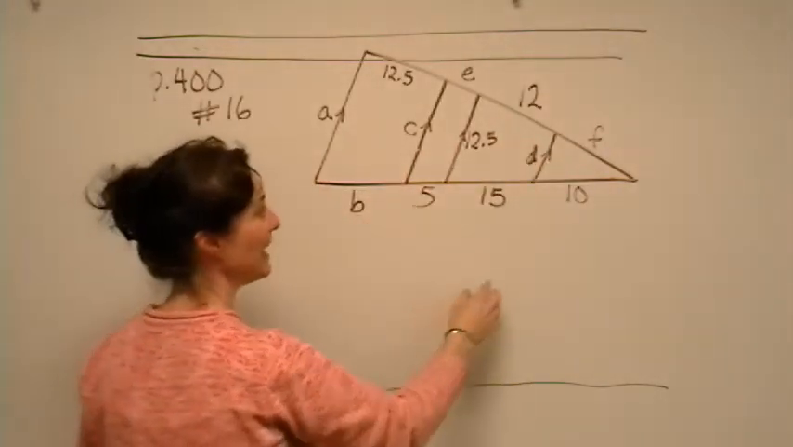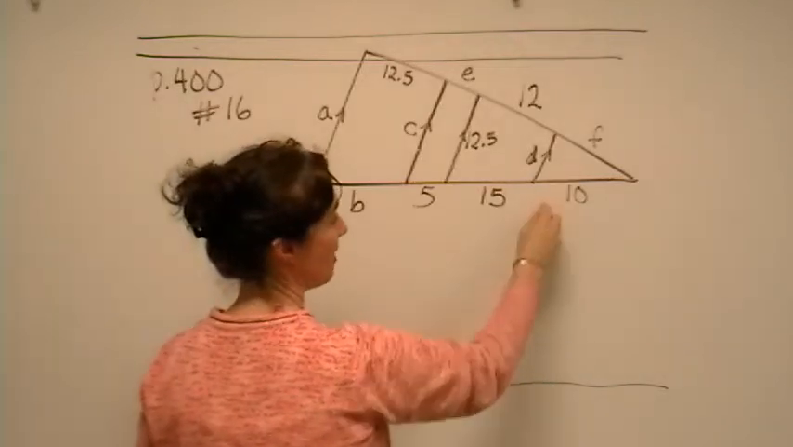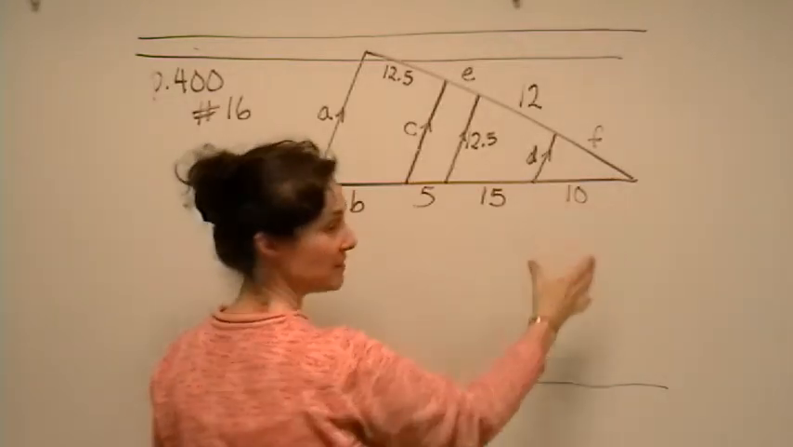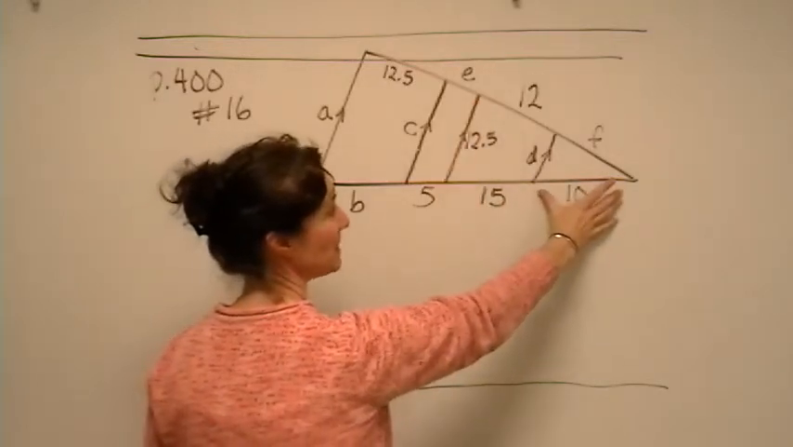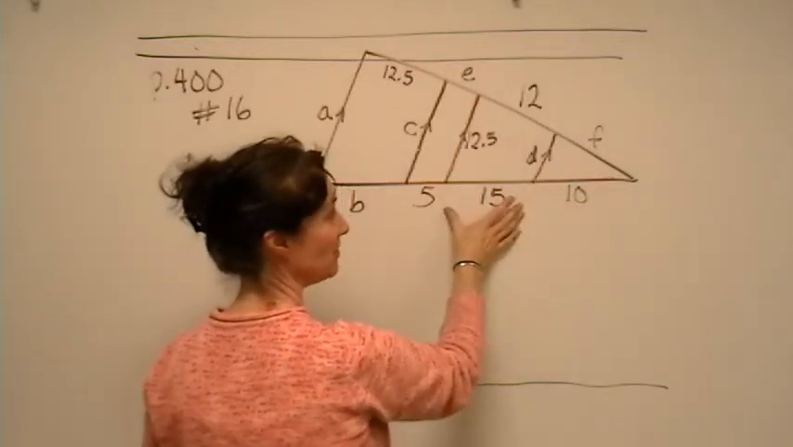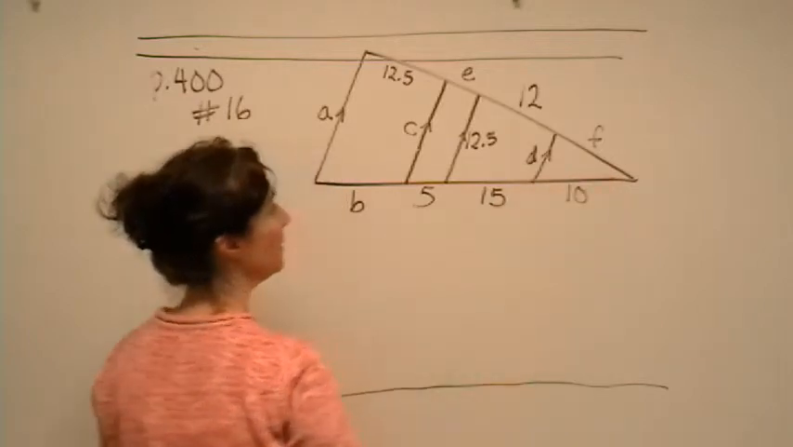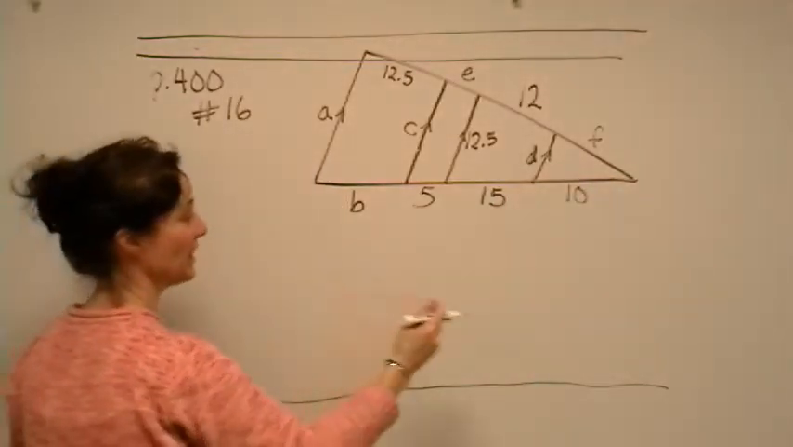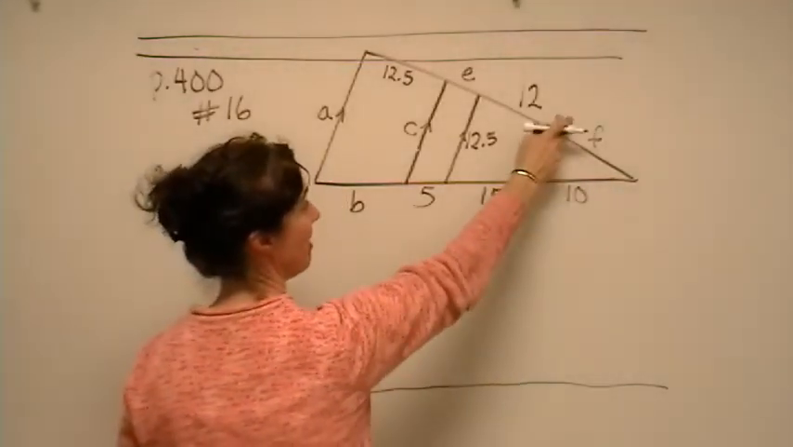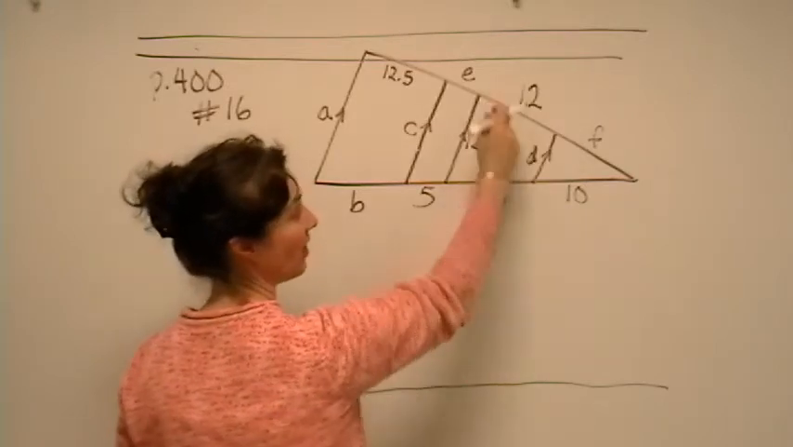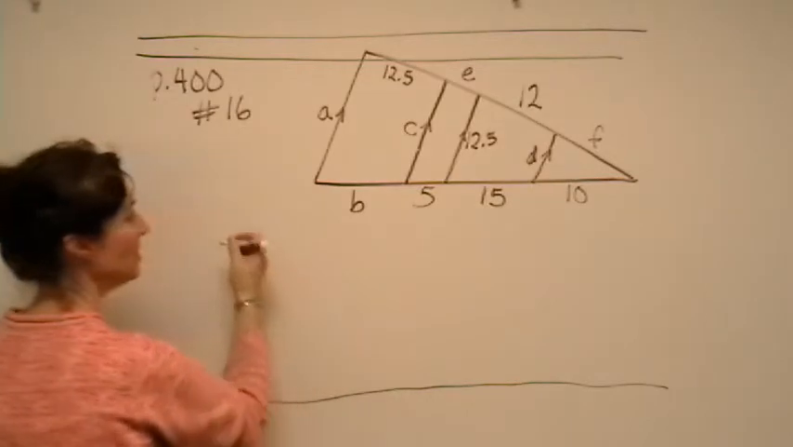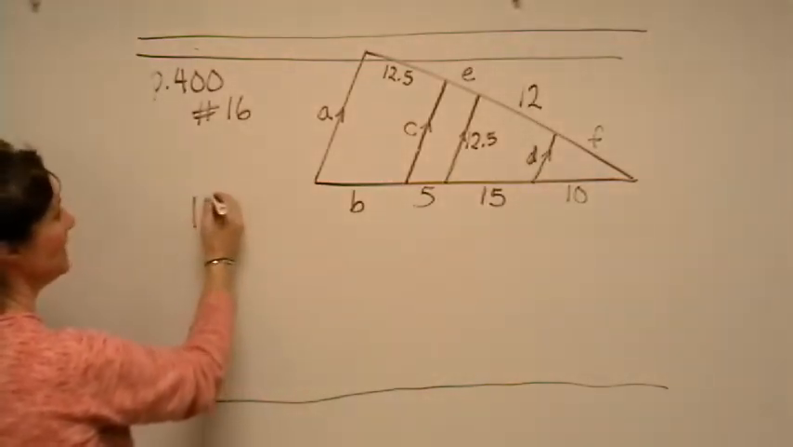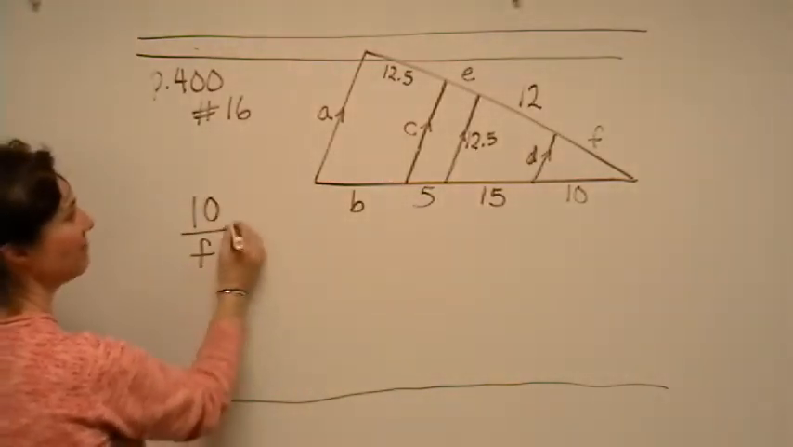Okay, now you need to relate. First, we're going to find F, and we're going to relate using the side splitter, which says if you have parallel lines, it splits the sides of a triangle into proportional segments. So to find F, we're going to say either 10 is to F as 15 is to 12, or you can say 10 is to 15 as F is to 12. So let's do 10 is to F.